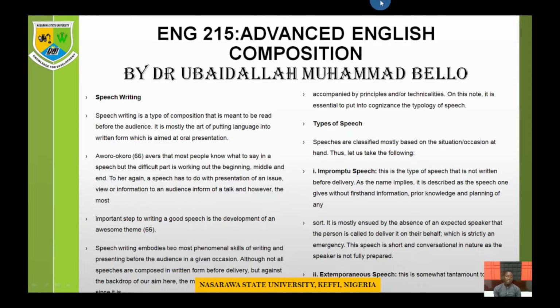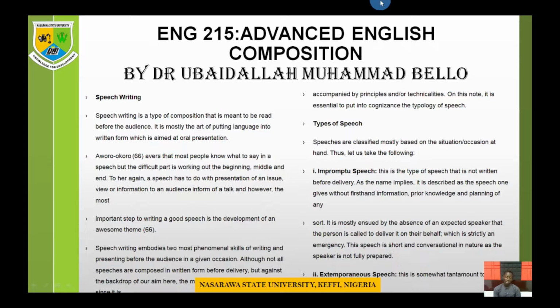As such, if we are to deal with the one that has to do with the backdrop of our aim to write, there are rules, or principles, or technicalities the writer would have to know before achieving the composition of a kind of piece we refer to as a speech. On this note, it is essential to put into cognizance the typology of speech for us to know which one is supposed or is meant to be written down, and which are the ones that are not meant to be written down.